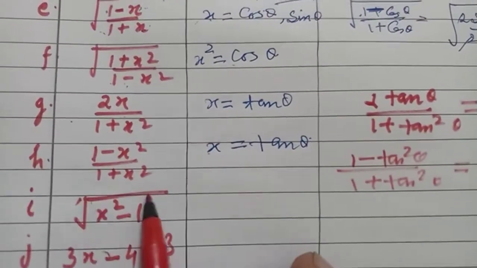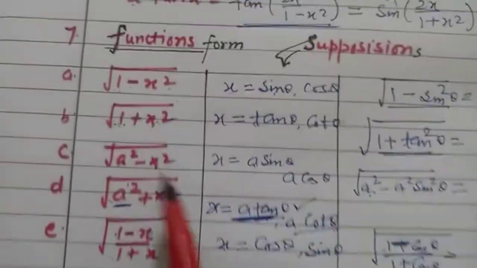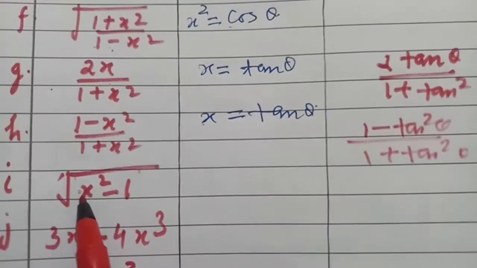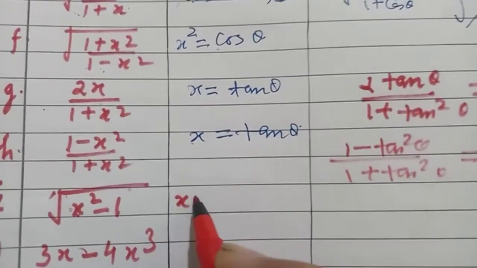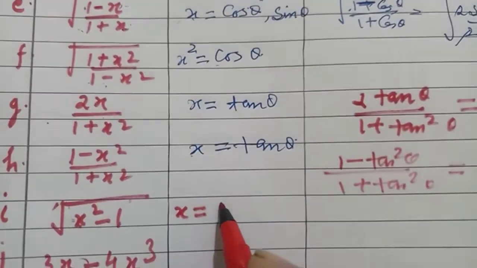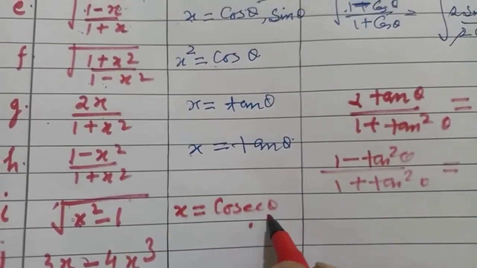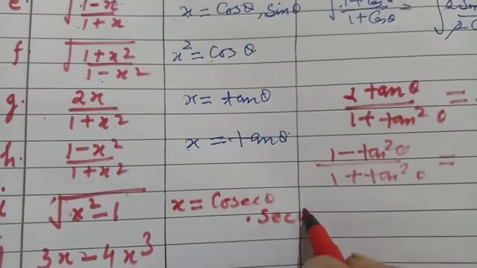Now under root x square minus 1, here it is under root 1 minus x square. Here sine and cos will work. And if x comes at the first place, here x equals to either you take cosec theta or it is sec theta. Both will work.